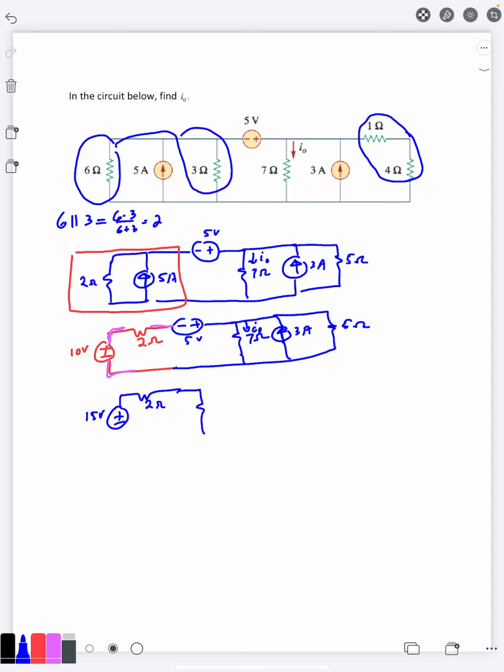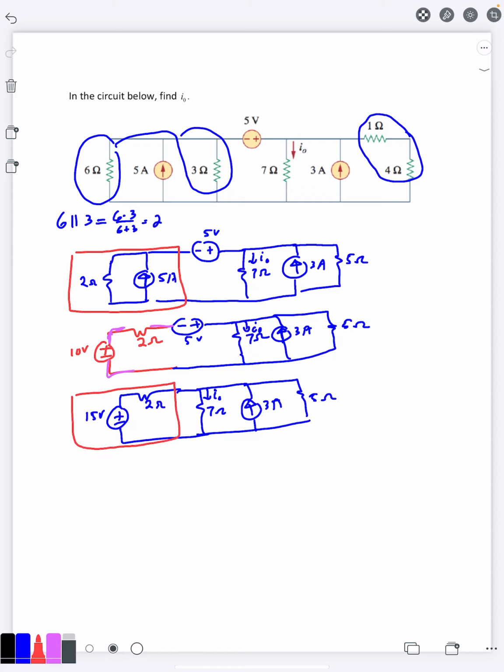And then continuing on, redrawing the last part of the circuit. Then I will perform another source transformation. A voltage source in series with a resistor becomes a current source in parallel with the same resistor. And we do V equals IR, so I is V over R, so it's going to be 7.5 amps. Continue drawing our circuit here.